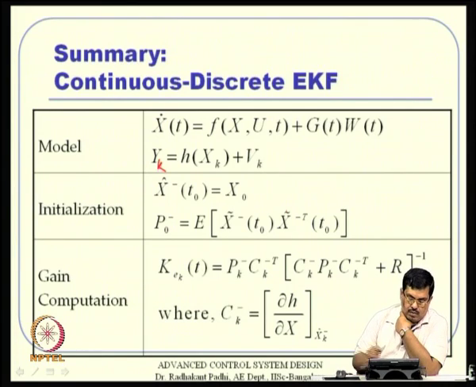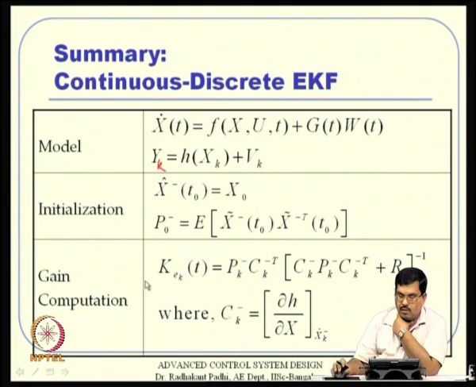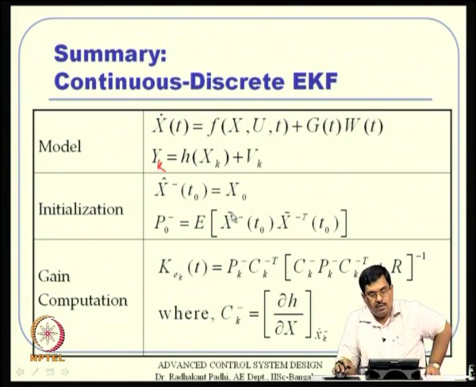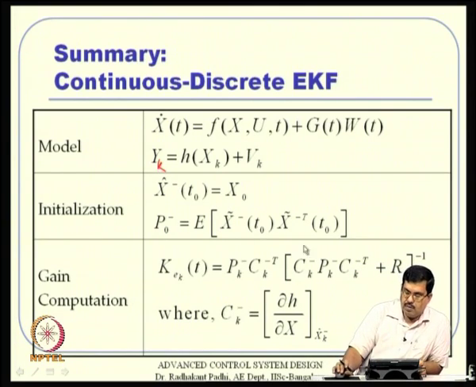Alright. To mechanize this we need some initial conditions, and we have to guess them: x hat minus at t0 is x0, that is a guess, and P0 minus, the expected value of that, also needs to be guessed. Most of the time these values are guessed as diagonal matrices. Then we will have a gain computation, fairly similar to what we discussed in the continuous-discrete form of the regular Kalman filter for linear systems. But remember these are matrices now.